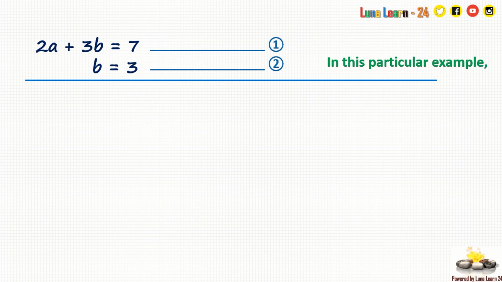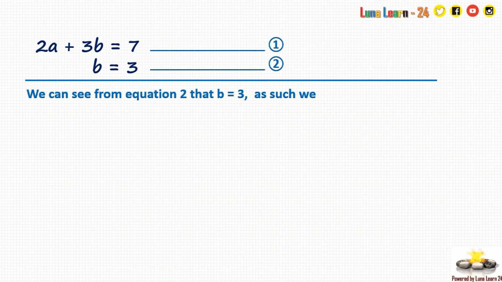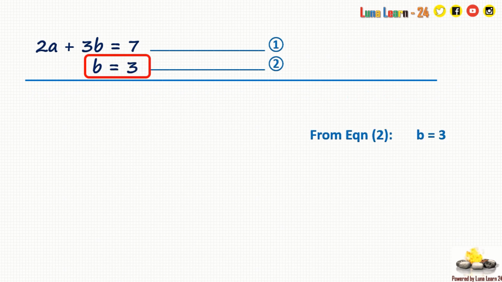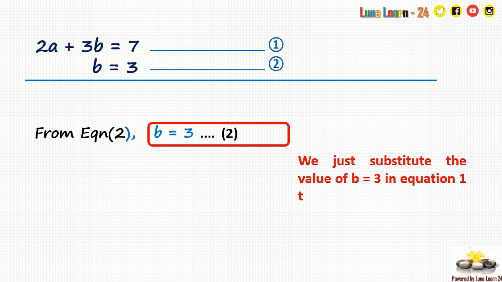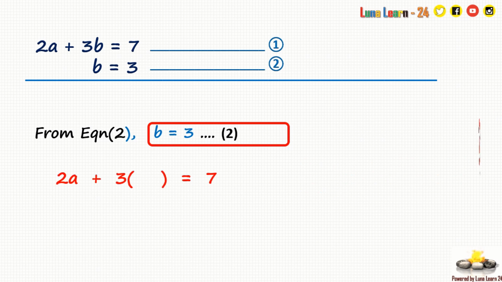So in this particular example, once more, we can see from equation 2 that b equals 3. As such, we need to just solve for a. So from equation 2, b equals 3, we are just going to substitute this value of b equals 3 in equation 1. So what's this going to give us? This is going to give us 2a plus 3 into b, which is 3 into 3, that's equal to 7. We simplify: 2a plus 9 equals 7.